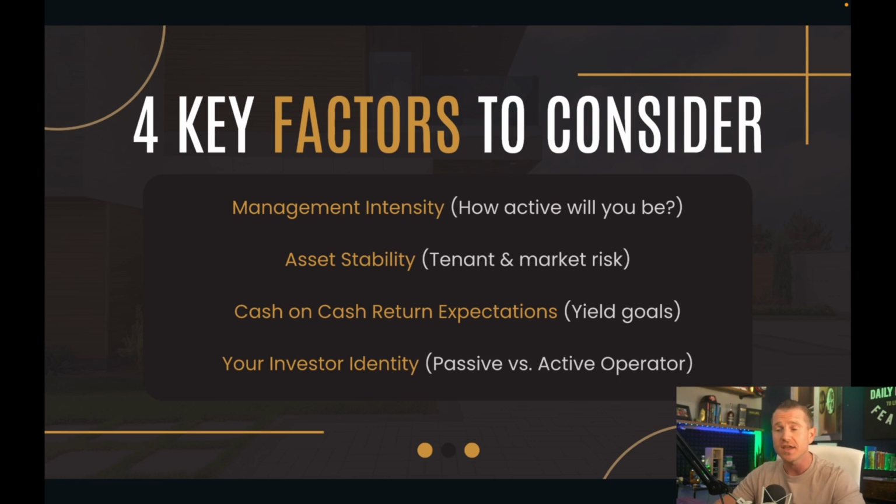The next thing I want you to think about is the cash on cash return expectations. What are your return goals? Do you want to be hitting a 10% cash on cash return, a 12, a 15? Maybe you're okay with just getting a 6% cash on cash return. Understanding your capital goals, based on what kind of money you're going to put into the deal and what you expect to get out of it, or what your investors are going to expect to get out of it, will help you narrow in on what asset actually aligns with achieving those goals.